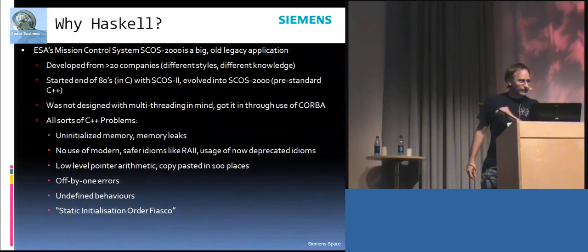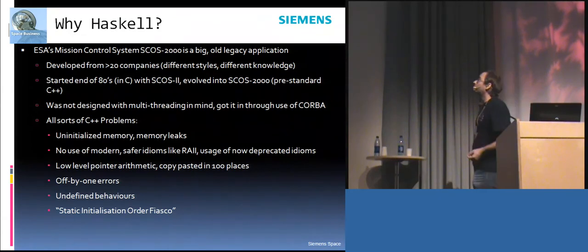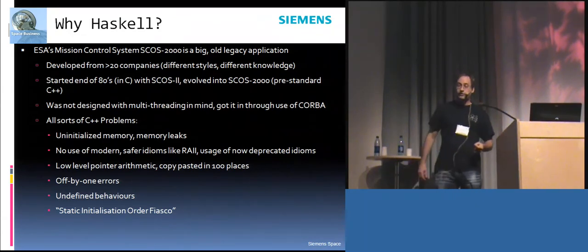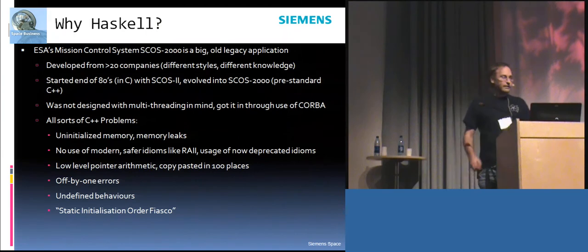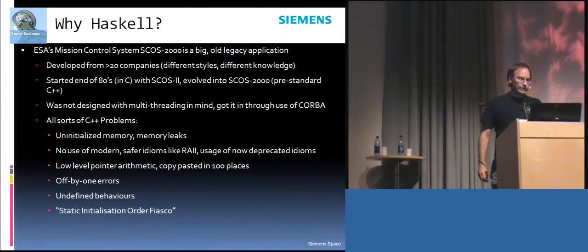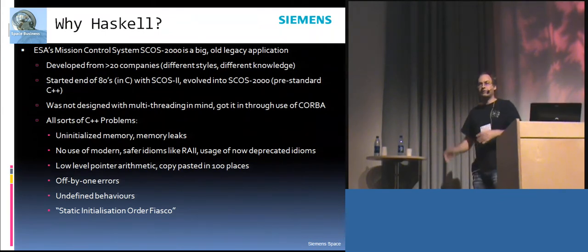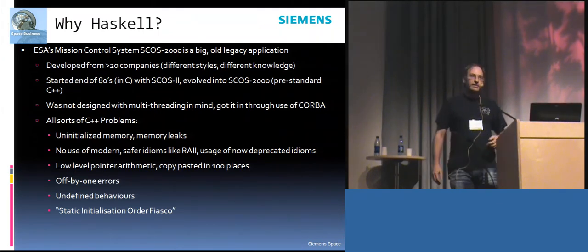Okay, but back to Haskell. So what we do. We mostly work with the mission control system from ESA, and it's really a big mess. It was developed by more than 20 companies with different styles, different knowledge. It started with C at the end of the 80s, was then converted into pre-standard C++, and then stopped. So this is basically what we have.